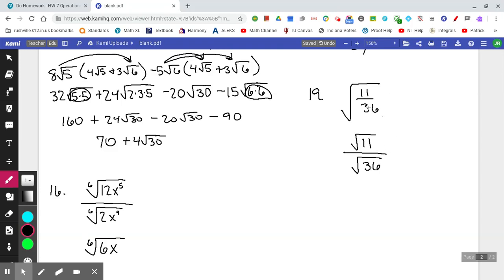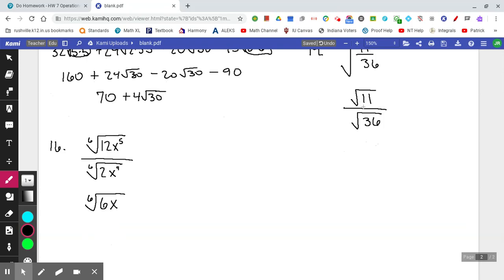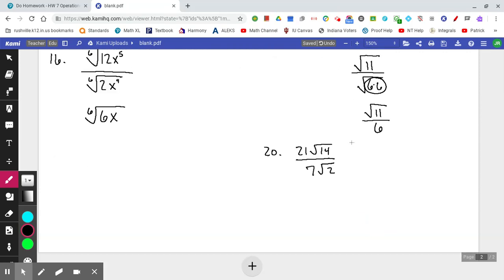Now the reason why I did this is because 11 over 36 doesn't simplify, and neither does the square root of 11, but the square root of 36 does. I can rewrite this as the square root of 11 over the square root of 6 times 6. And since I'm looking at an index of 2, I'm looking for a pair. I have a pair of 6s, so my final answer for this one is going to be the square root of 11 all over 6.